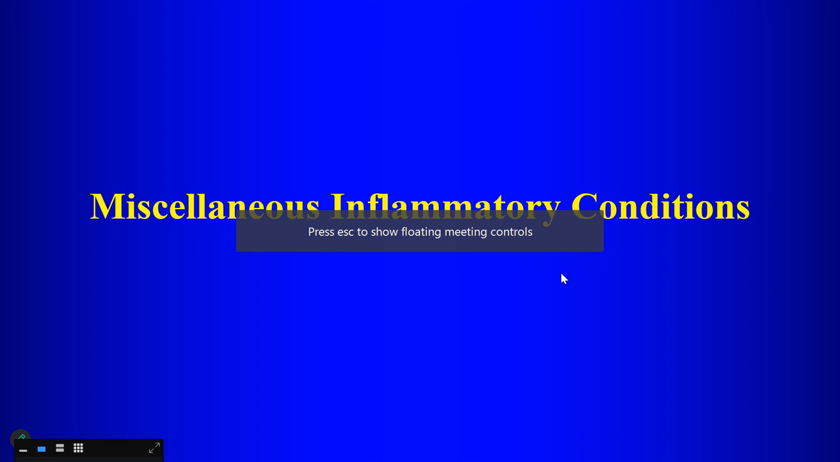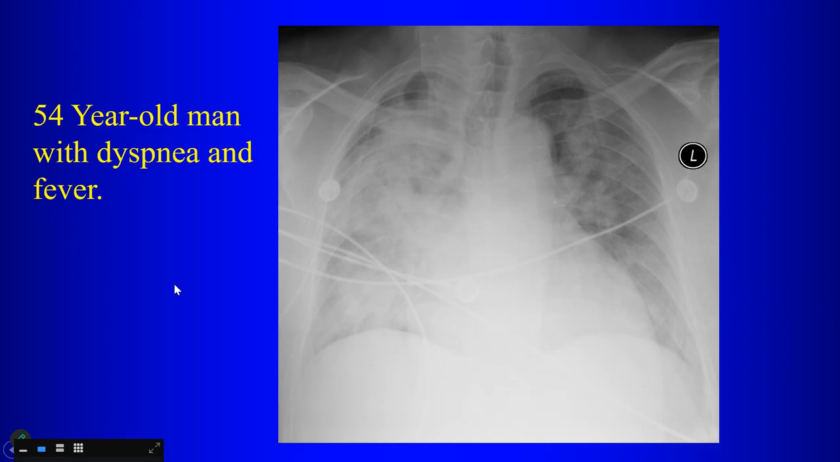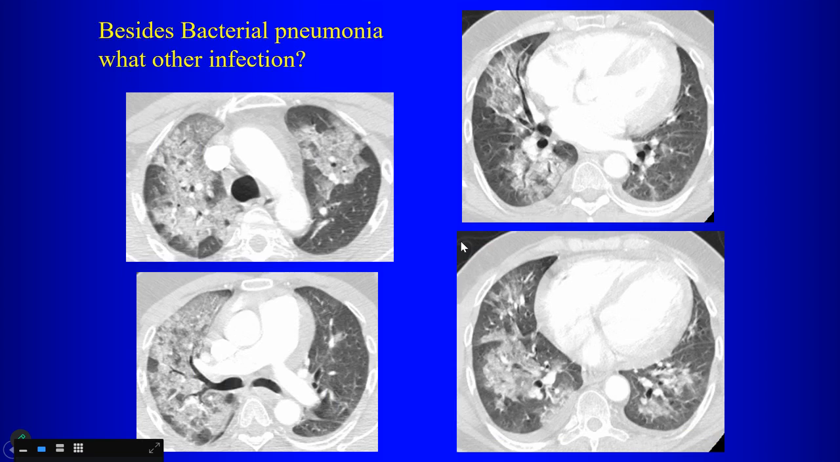All right, so today we're going to talk about some miscellaneous inflammatory conditions. And so we have a chest radiograph that shows bilateral consolidations. Patient also has fever. Of course, when you have bilateral consolidations, the first thing you have to think about is pulmonary edema. And when we look on the CT, what can we say about these consolidations?